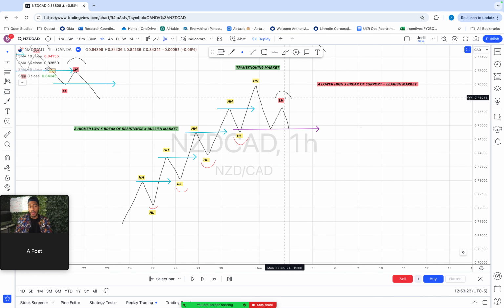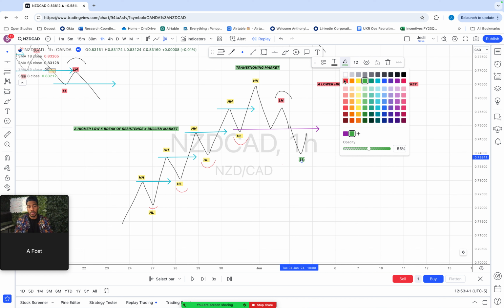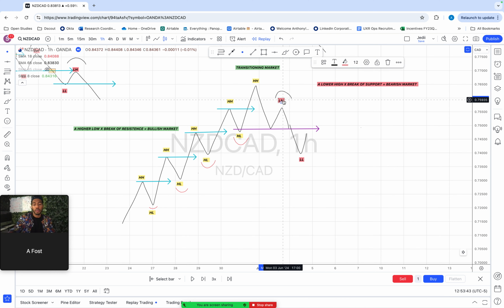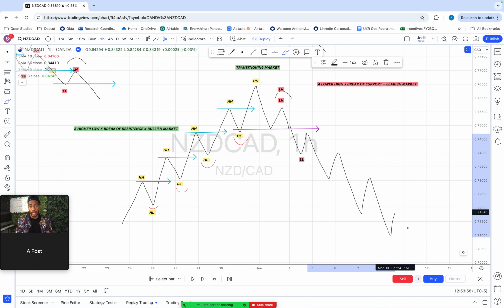So right here we have a lower high. That's the first thing we needed for this equation. Now we're just looking for the break of the support. Once we had the break of the support, we now have a lower low that was formed. Now lower high. Market came down, broke out of another support, lower low, lower high. Break of support, lower low, lower high.